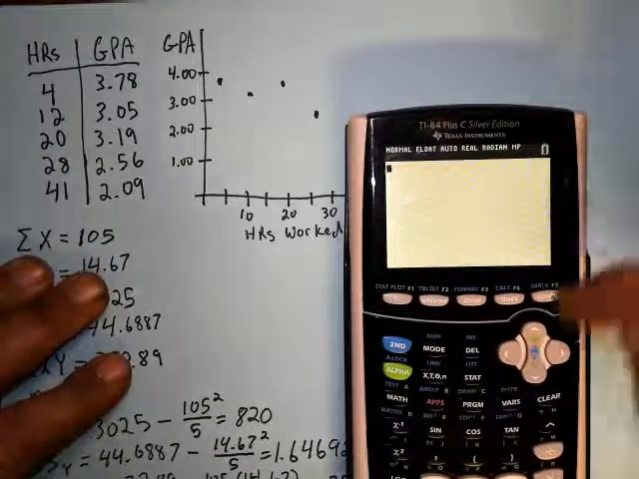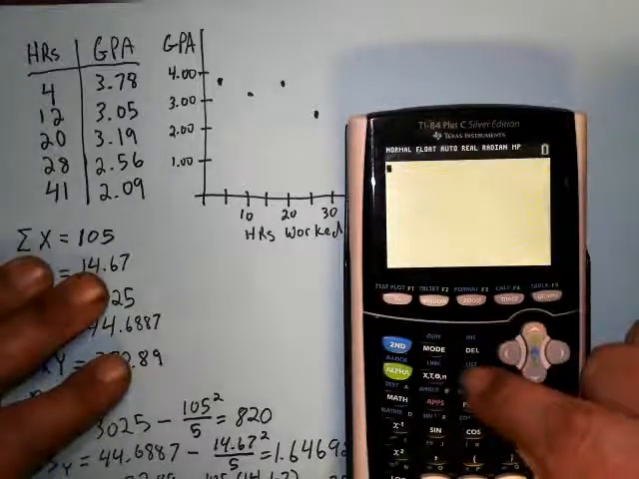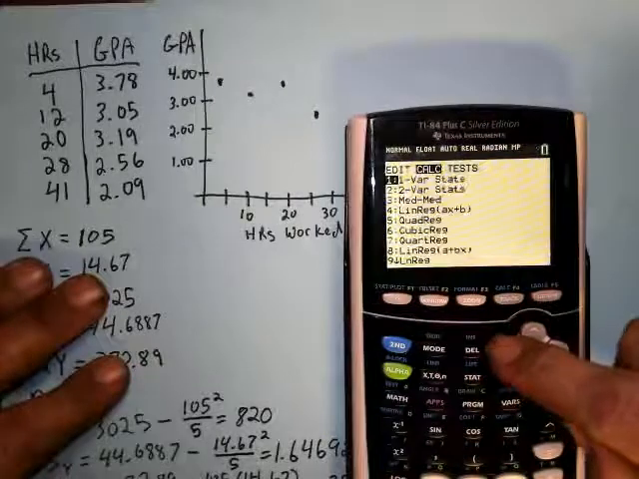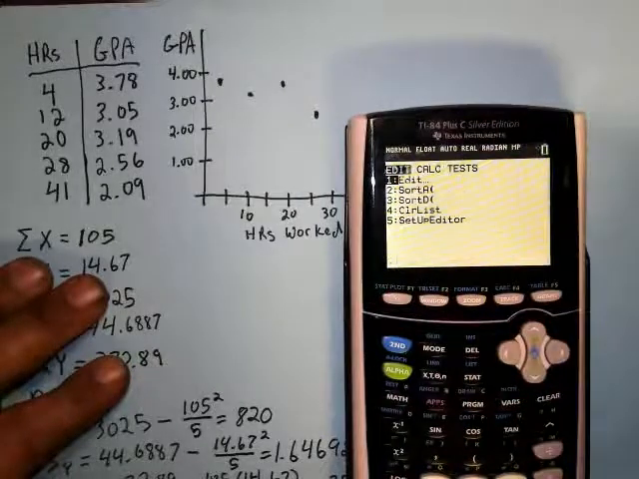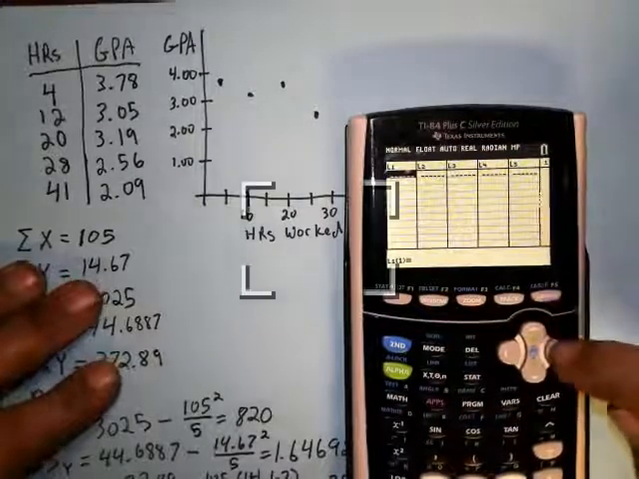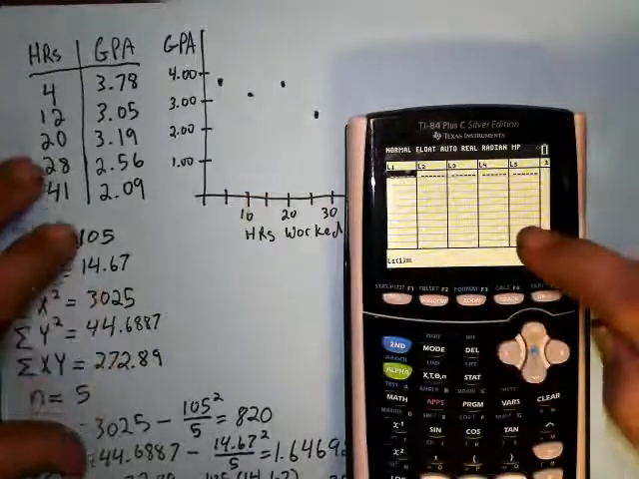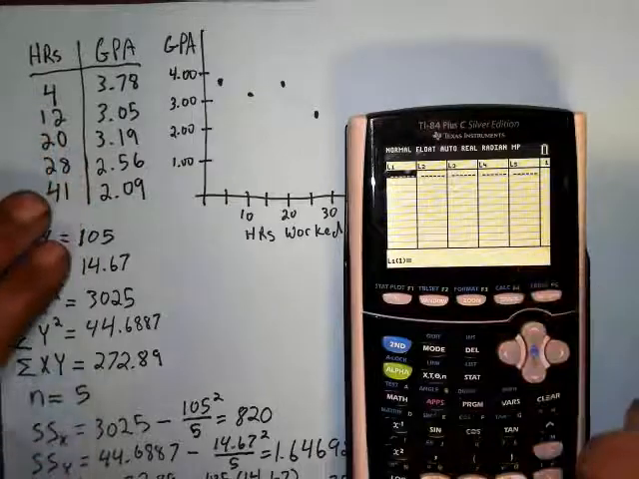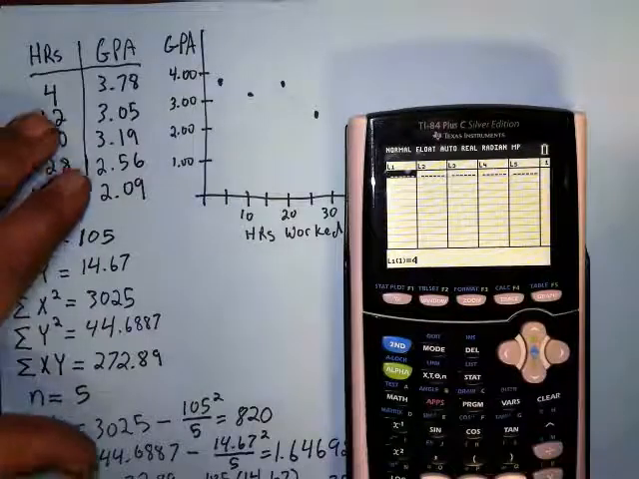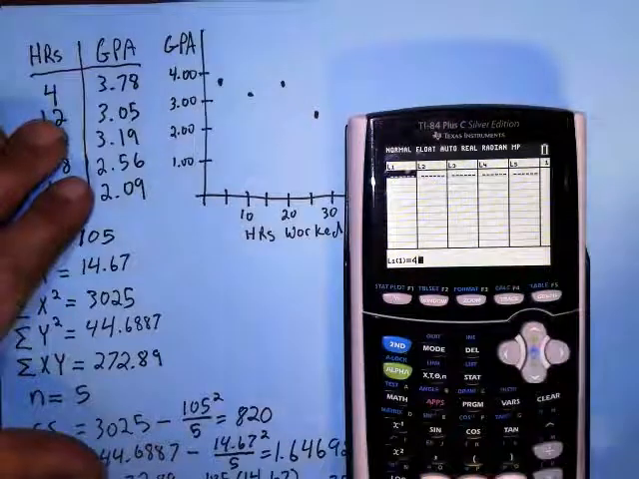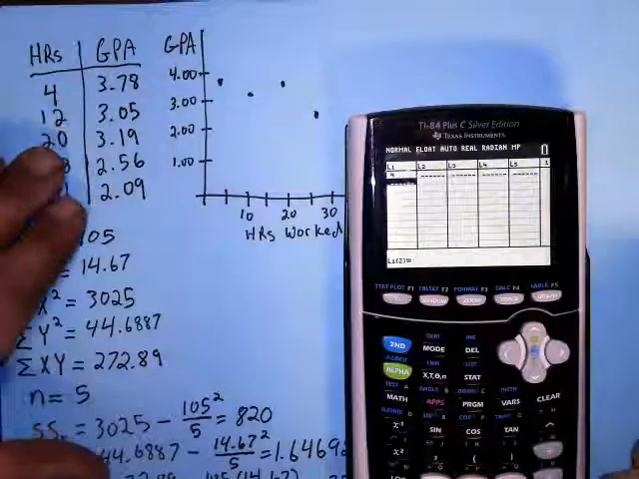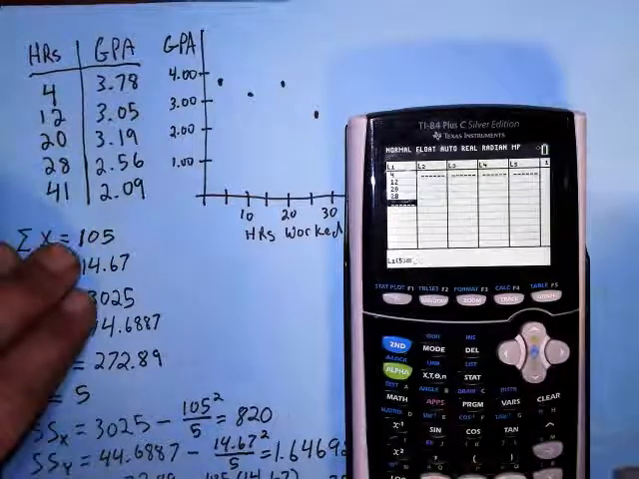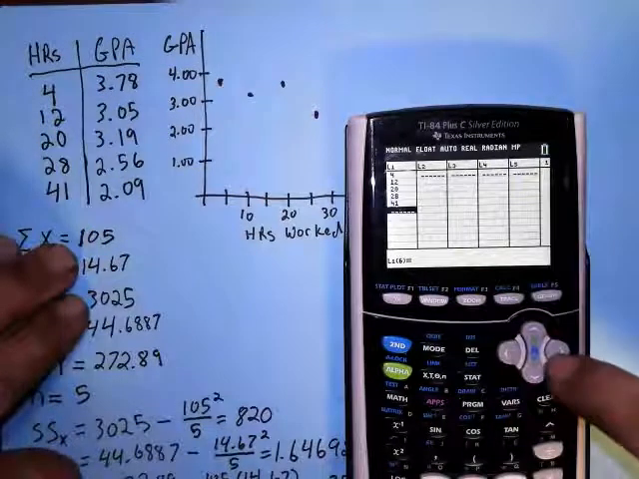And so to put data in here, there's the stat button here, and you press on that and you get these three menus. You're going to hit edit, and when you do that you should get these lists here, and then you can type in the hours. I'm going to type in whatever the X values are. So you type in 4, hit enter, and it'll put it in the list, and then 12, 20, 28, and 41, and so that puts them in the list.